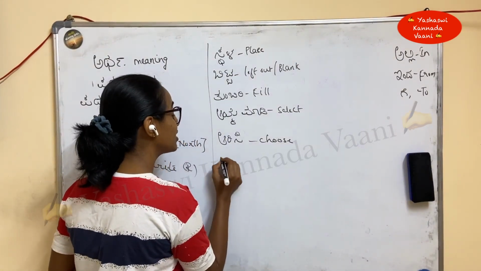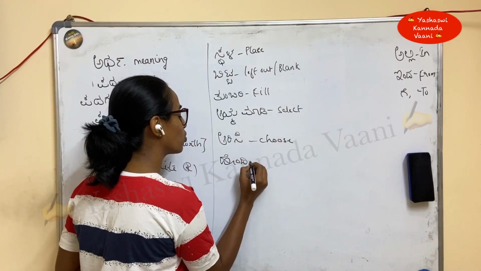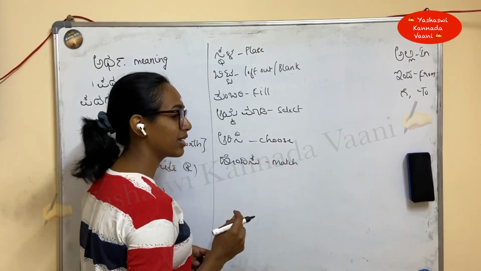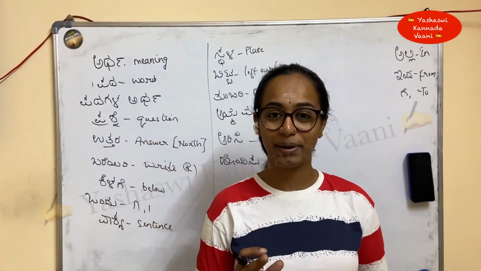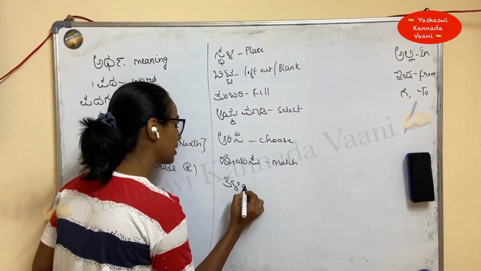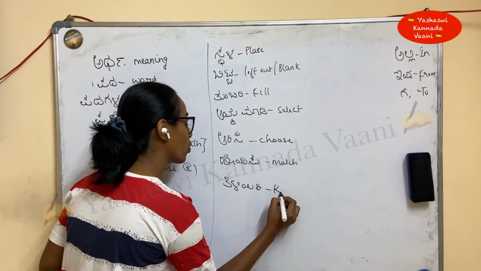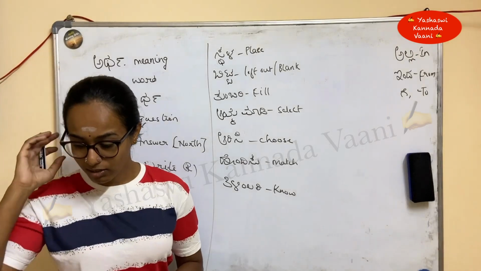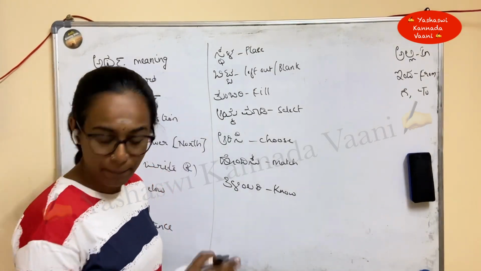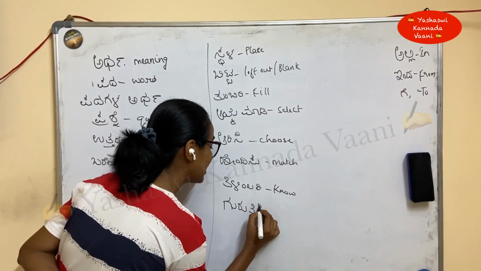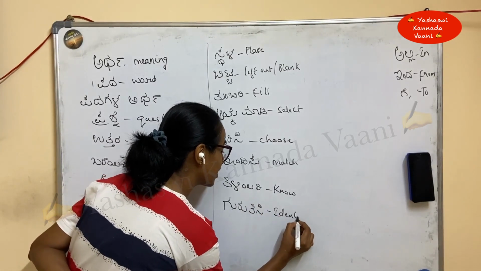ನೆಕ್ಸ್ಟ್, ಹೊಂದಿಸಿ ಬರೆಯಿರಿ. ಹೊಂದಿಸು ಅಂದರೆ ಮ್ಯಾಚ್ ಇಟ್. ಓಕೆ, ಹೊಂದಿಸಿ ಬರೆಯಿರಿ, ಮ್ಯಾಚ್ ದ ಫಾಲೋಯಿಂಗ್. ಓಕೆ, ನೆಕ್ಸ್ಟ್, ಇಫ್ ಇಟ್ ಈಸ್ ಅ ತಿಳಿಯಿರಿ, ಪ್ಲೀಸ್ ನೋ ಇಟ್. ಓಕೆನಾ? ಸೊ ಬೇರೆ ಏನಿದೆ? ಗುರುತಿಸಿ. ಗುರುತಿಸಿ ಅಂದರೆ ಐಡೆಂಟಿಫೈ ಇಟ್.